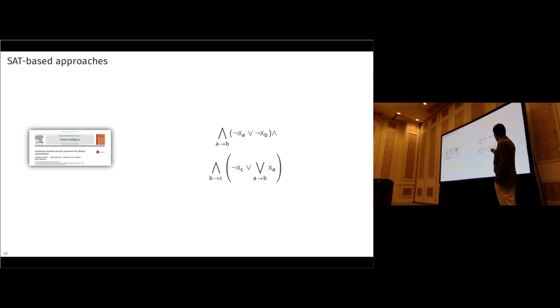So for instance, this one is the element of conflict freeness, and this one is for admissibility. This encoding was originally proposed in 2001 by Besnard and Doutre, but then the first implementation, transforming this into CNF and then running a SAT solver, was by colleagues in Austria.